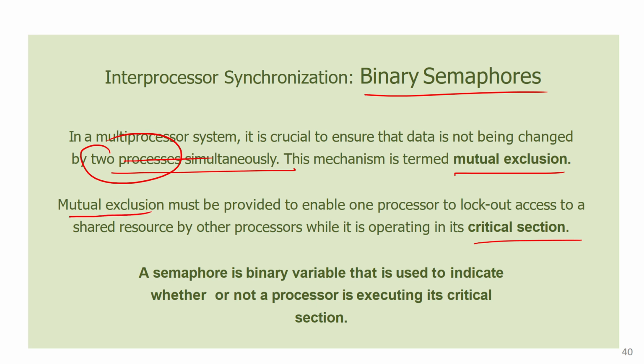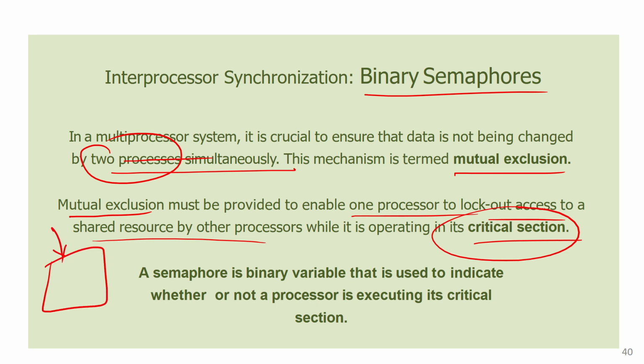Mutual exclusion must be provided to enable one processor to lock out access to the shared resource by other processors. Let's say this is a critical section. Once someone has entered the critical section, no other processor can enter it, and this function will be completed. Only when this processor leaves the critical section can the second processor enter. So at one time, only one can perform.